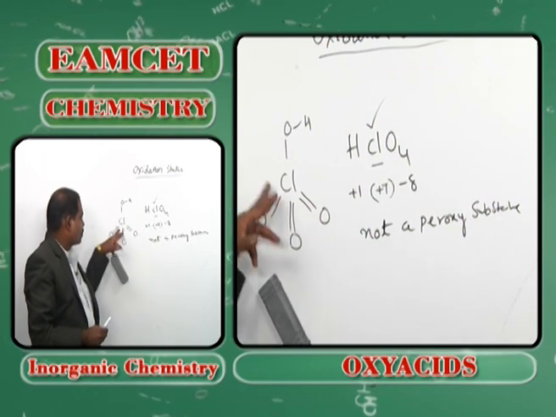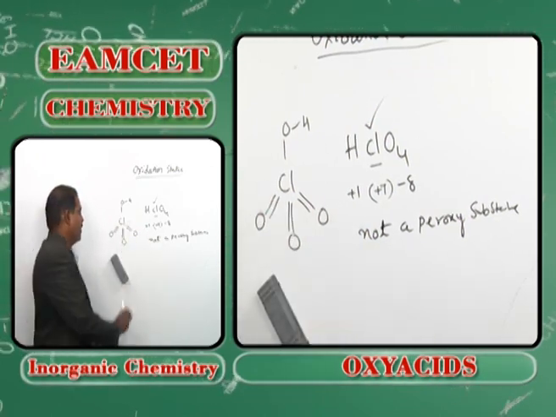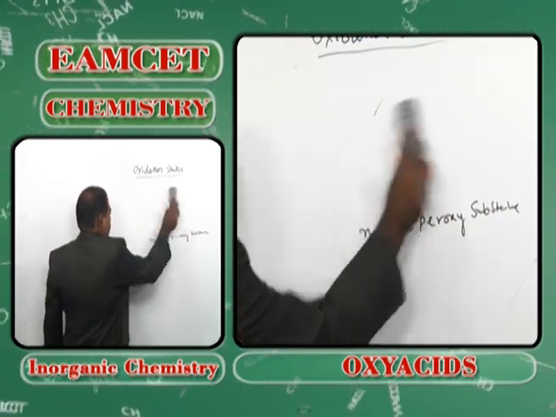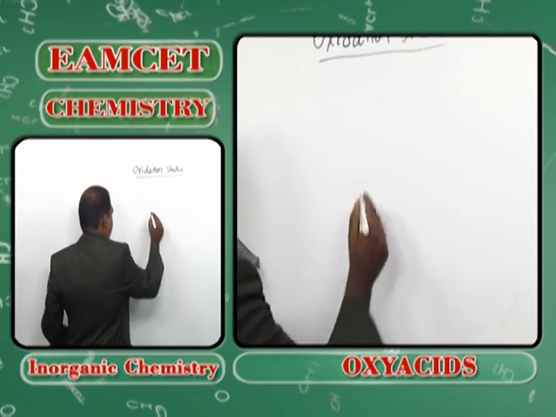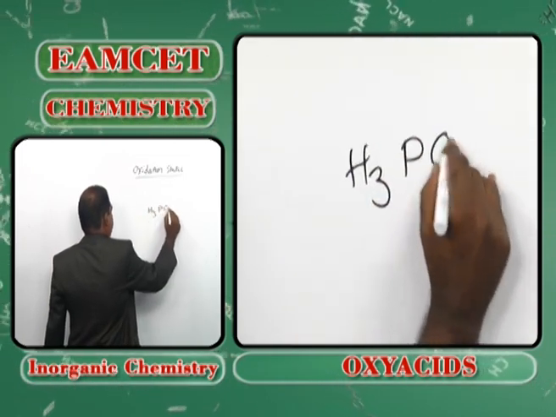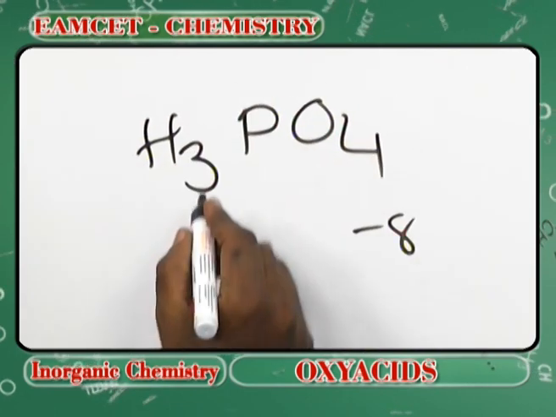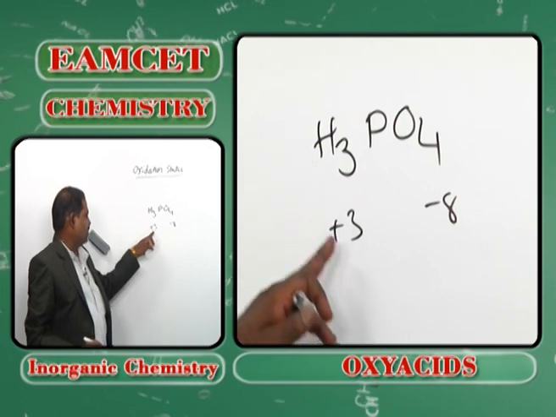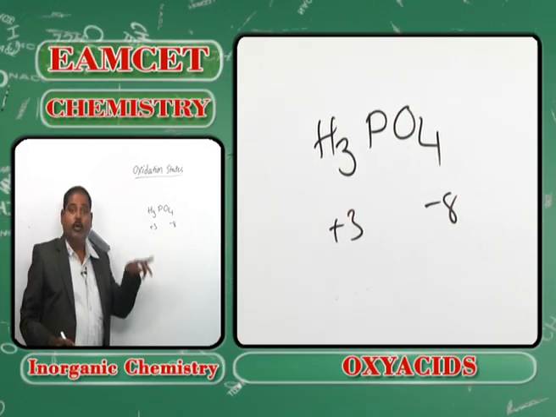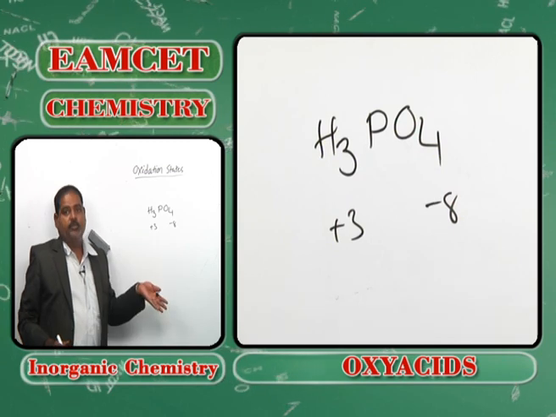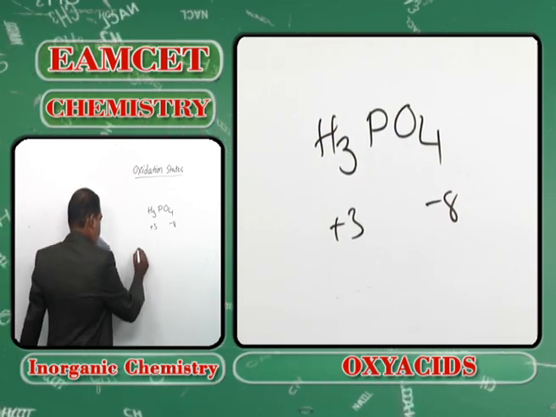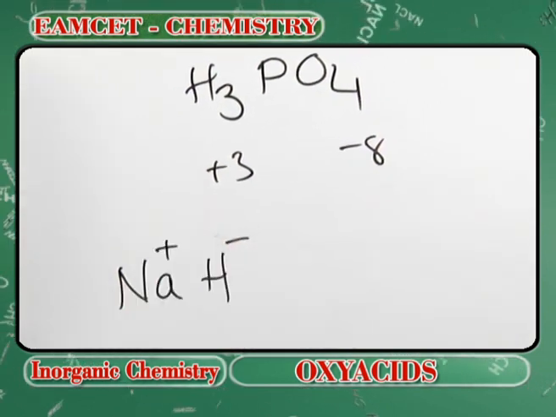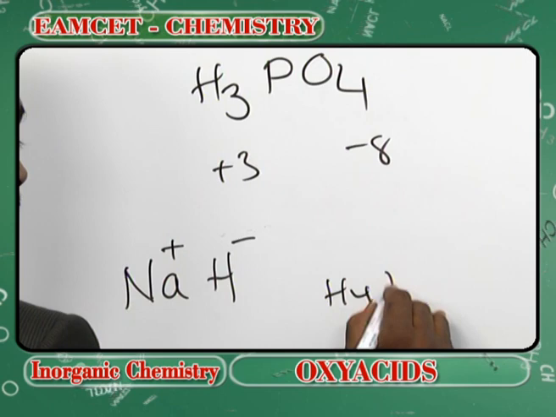So instead of drawing the structure and finalizing that there is no O single bond, even without this structure, just look at it, -8. So H3PO4, does it contain a peroxy bond? H3PO4, -8, 3 hydrogens plus 3. What did I tell you about hydrogen? Most of the cases it is +1. With metals, it goes without saying hydrogen will be -1 because metals are always electropositive. For example, you have sodium hydride in which Na is plus, H is minus. That is why it is called hydride.